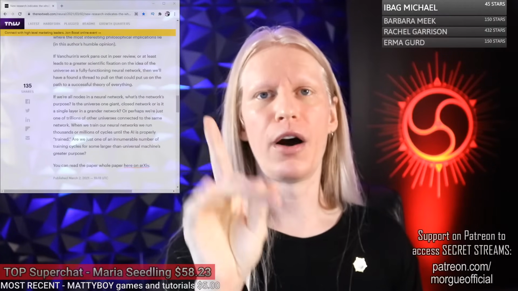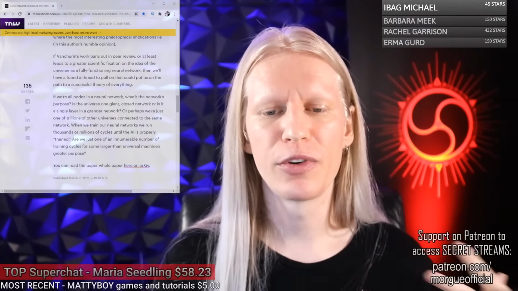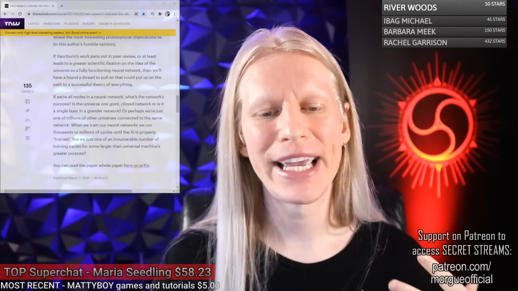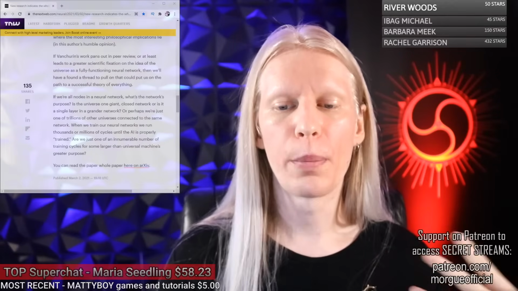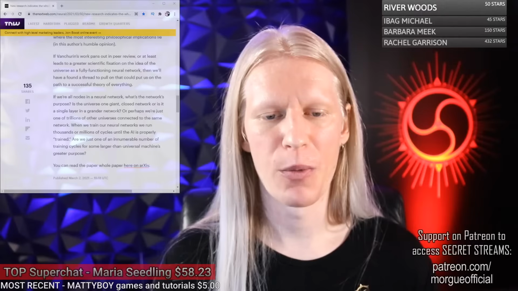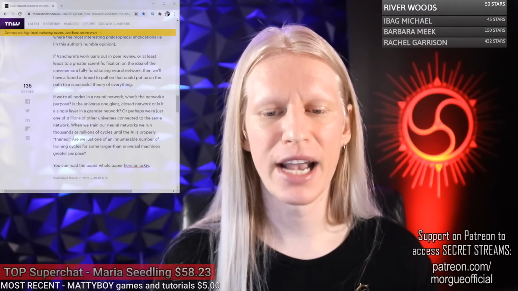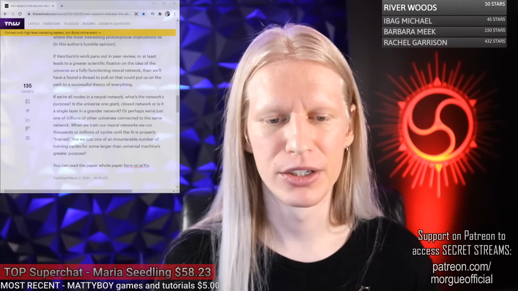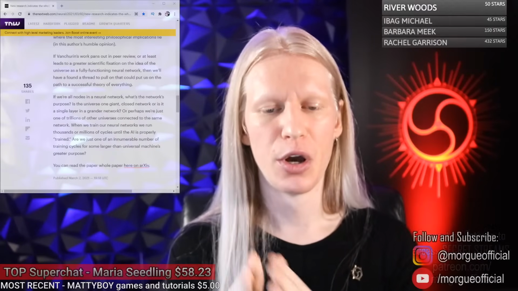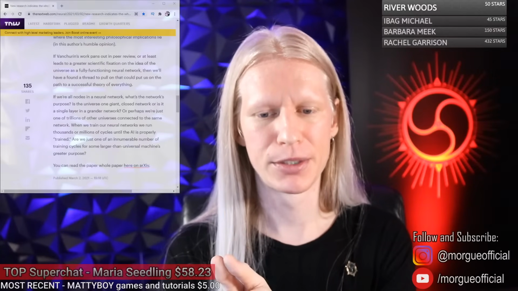If we're all nodes in a neural network, what's the network's purpose? Is the universe one giant closed network, or is it a single layer in a grander network? Or perhaps we're just one of trillions of other universes connected to the same network. While we train our neural networks, we run thousands of millions of cycles until the AI is properly trained. Are we just one of an innumerable number of training cycles for some larger than universal machine's greater purpose?